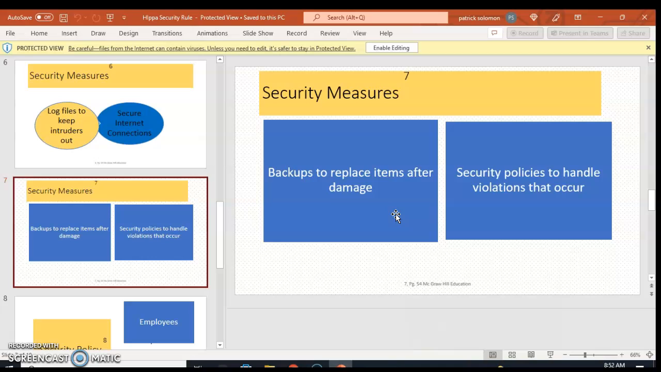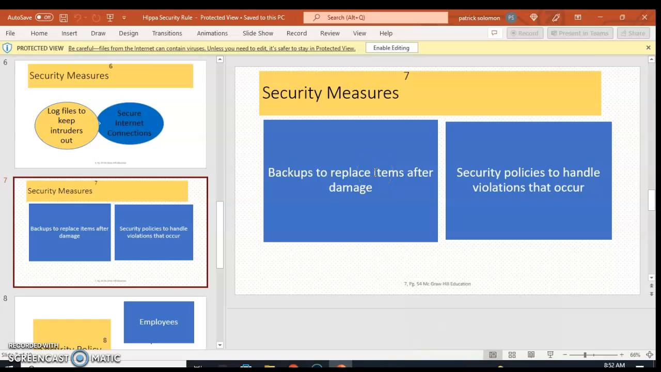Secure policies to handle violations that occur. There should be policies in place just in case there are violations. What are we going to do if somebody's information was breached? How do we go about notifying authorities that there's been a breach?